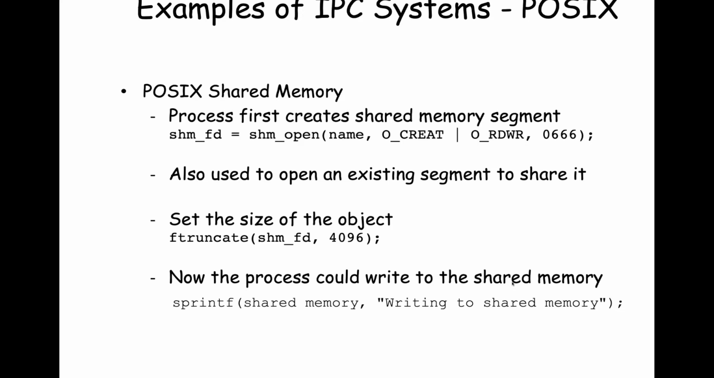And so then next, you set the size of the object you want to store in shared memory. And this is ftruncate, and you give it that shared memory file descriptor. So it's treated like a file. It's not really a file, but it's treated like a file.